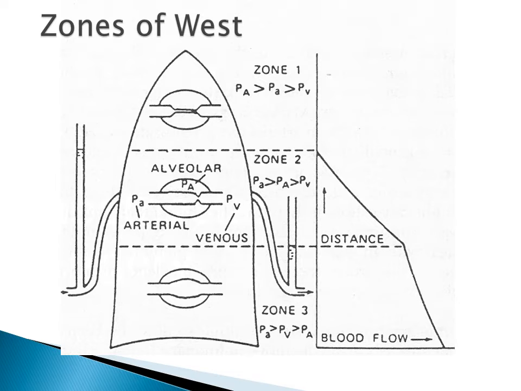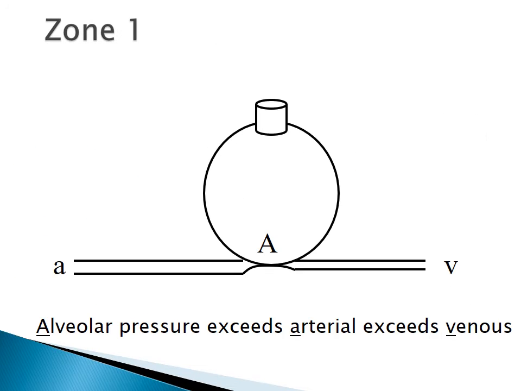So this gives you another look at these different pressures. In zone 1, alveolar pressure exceeds arterial, which exceeds venous. If you think about ventilation and perfusion, how much oxygen is actually getting into the blood supply in zone 1? A lot? A little bit? Not very much. Why? Because the pressure is so great in here, you're actually occluding your flow through.